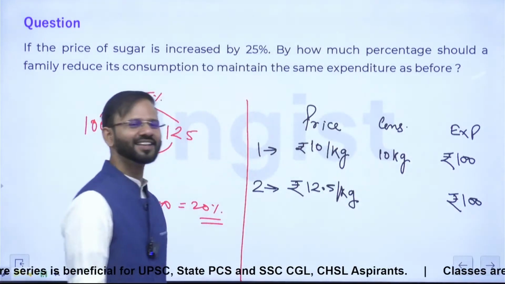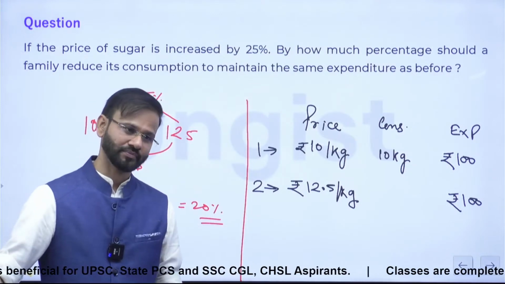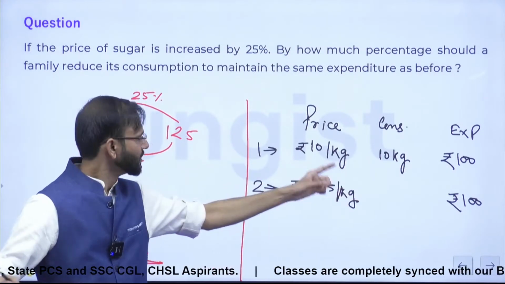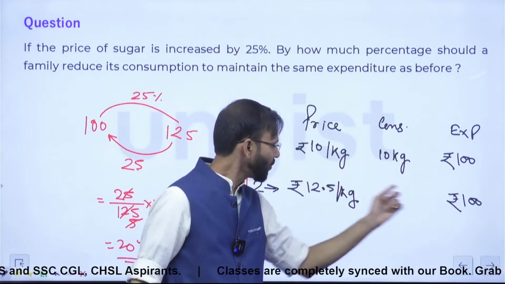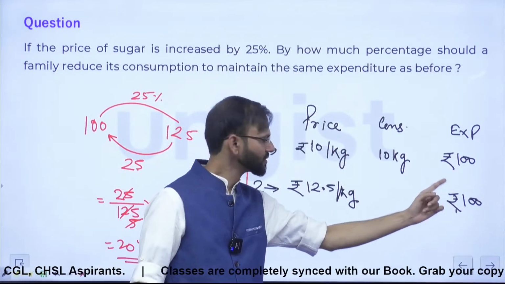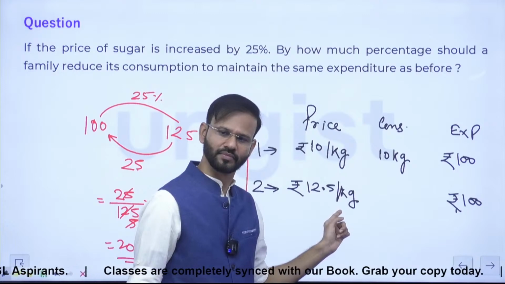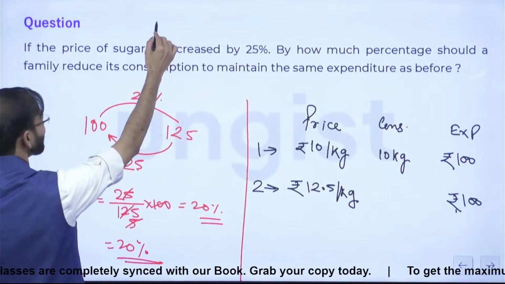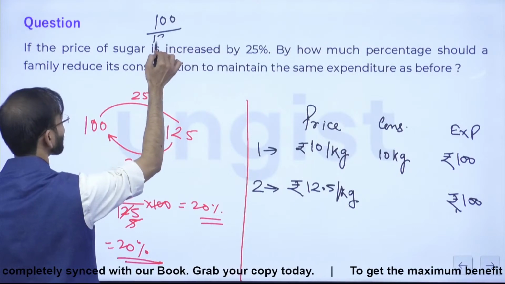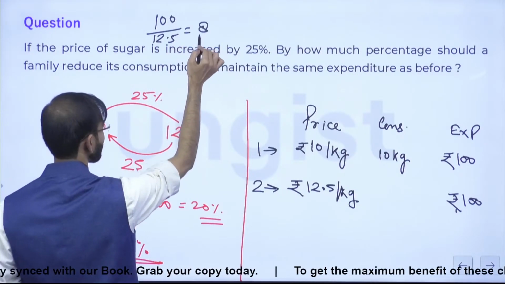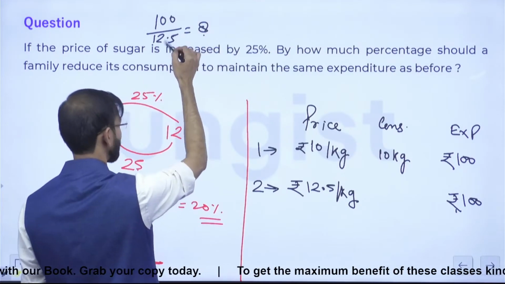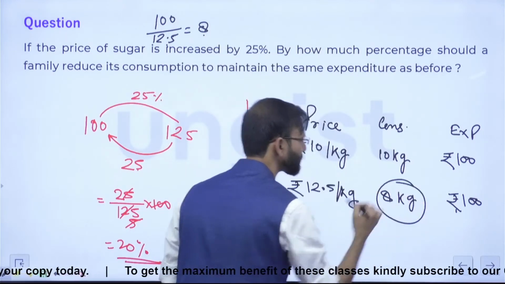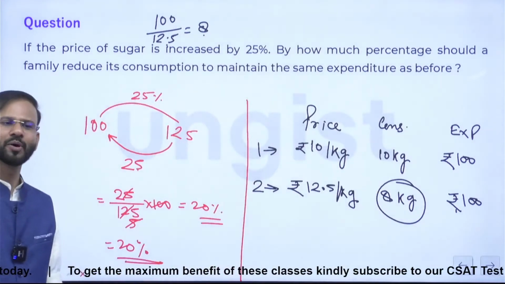Right? You don't want to increase your budget. So your expenditure, you want it to be 100 again. Fine. So for this much amount, how much sugar are you going to get now? So this divided by this, right? Okay. So 100 by 12.5, everyone, 1 by 8 is 12.5, right? So 100 by 12.5 will be 8. So now you will get 8 kg sugar for the same amount.